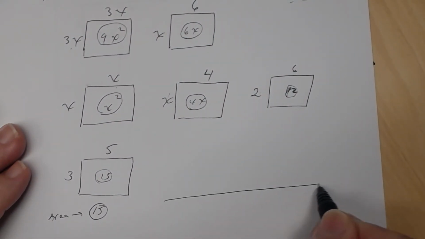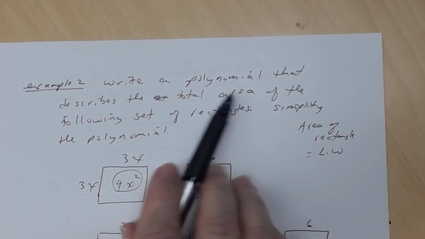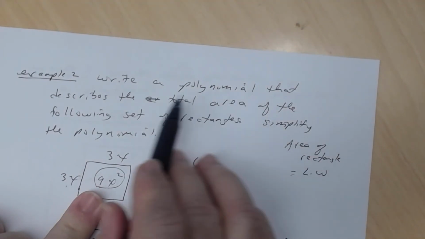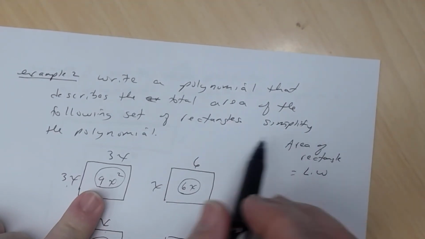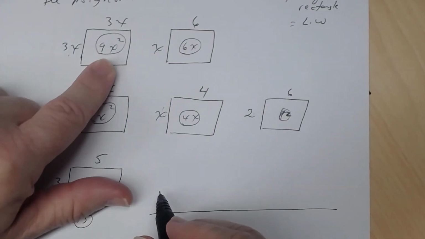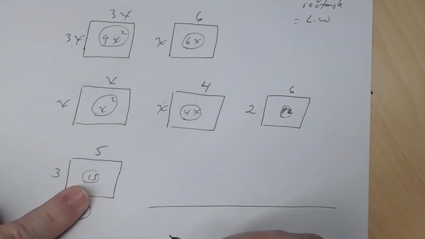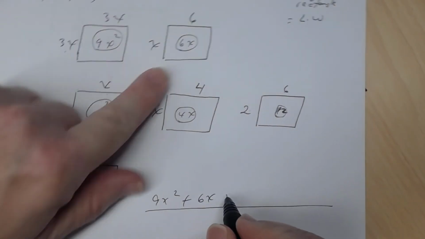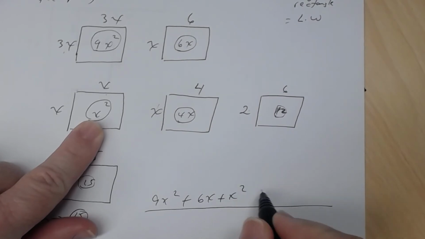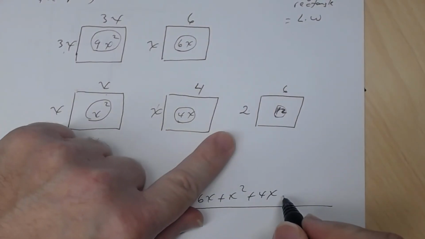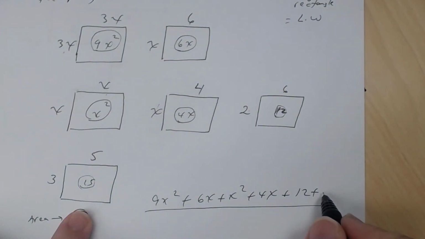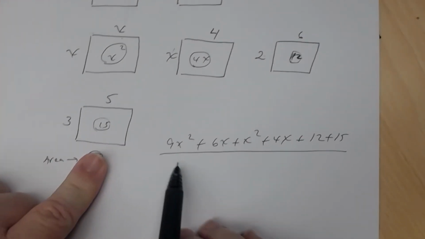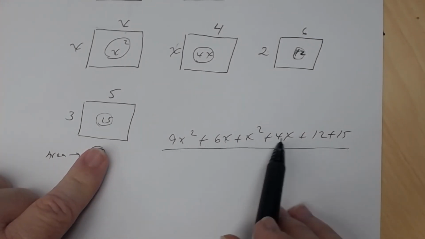All right, now here's how you can write the answer. The question is, write a polynomial that describes the total area. You're answering this first part first, and then you're going to simplify. You're going to go through each rectangle and list the terms. So you're going to say 9x squared plus 6x plus x squared plus 4x plus 12 plus 15. Okay? So that's the first part. You wrote all these rectangles as areas, and we're going to add them up.